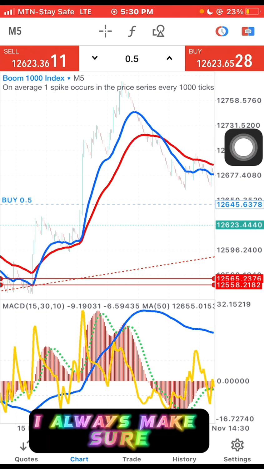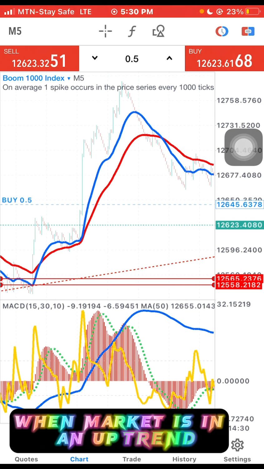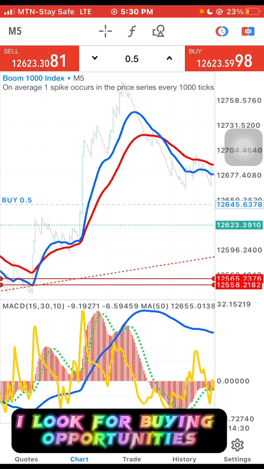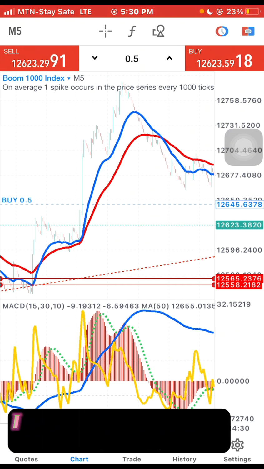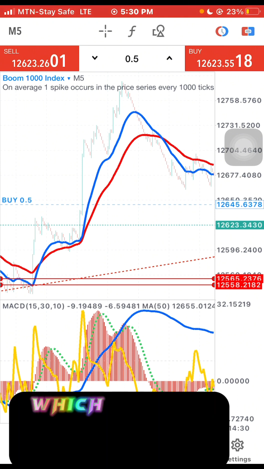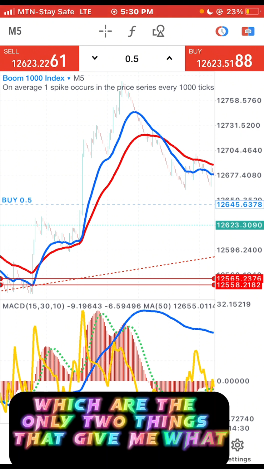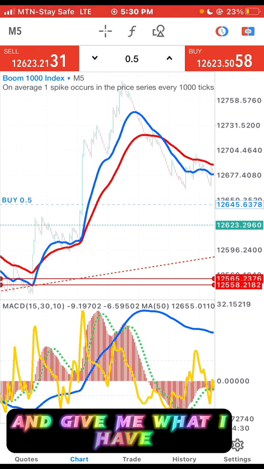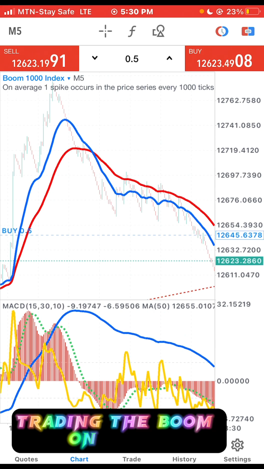I always make sure when the market is in an uptrend, I look for buying opportunities. When the market is in a downtrend, I look for selling opportunities, which are the only two things that give me what I want when trading the Boom and Crash.